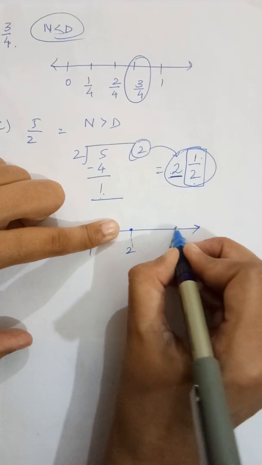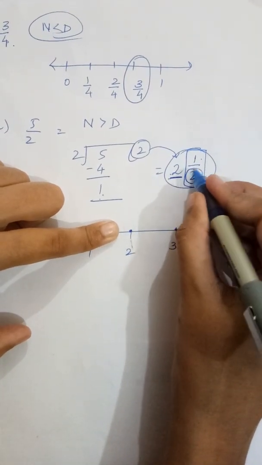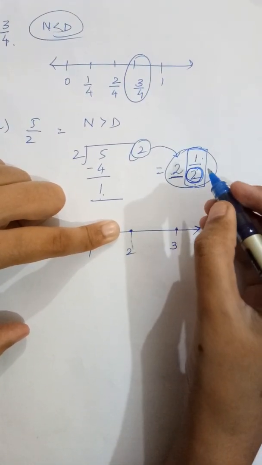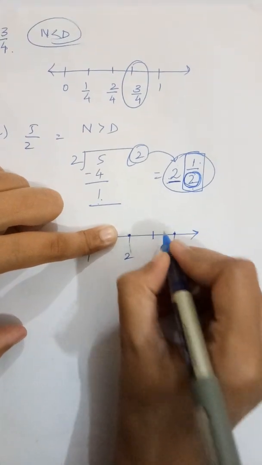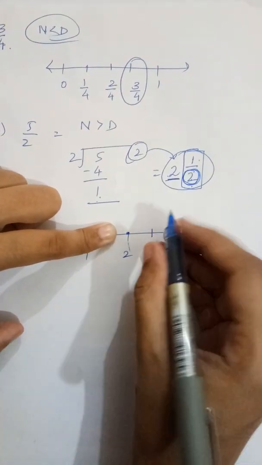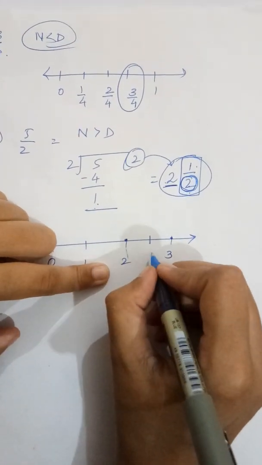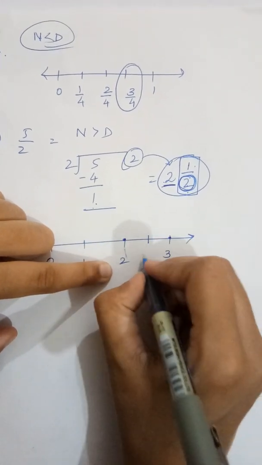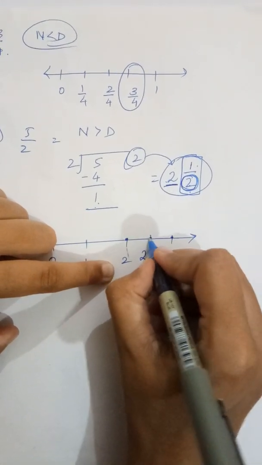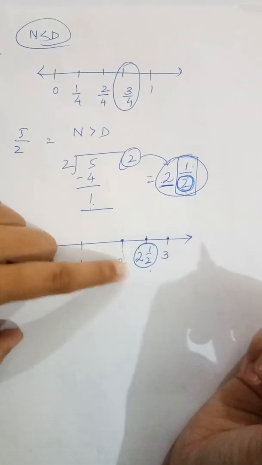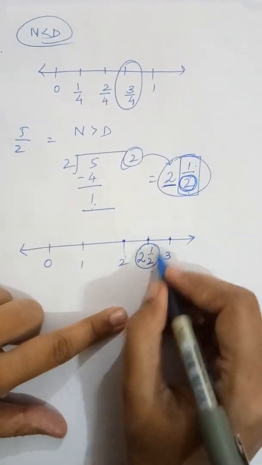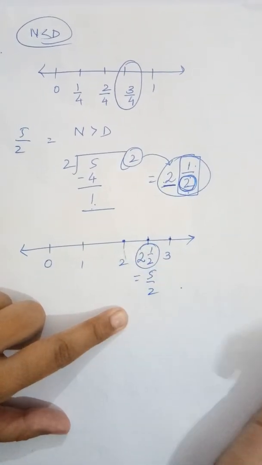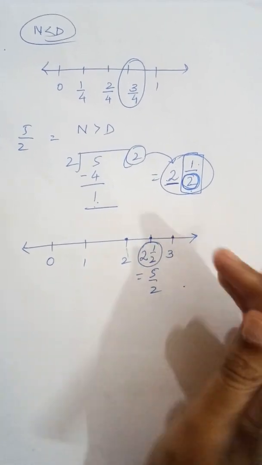This section I am going to divide into how many parts? 2 parts, because my denominator is 2. So 1 and 2 divided into 2 parts. So this will become, because we are talking about 2, after 2 we are talking, so this will become 2, and this is which fraction? 1 upon 2. So the answer is 2 1 upon 2. And what is this 2 1 upon 2? 5 upon 2. This is your answer. Clear? Let's move to the D part.